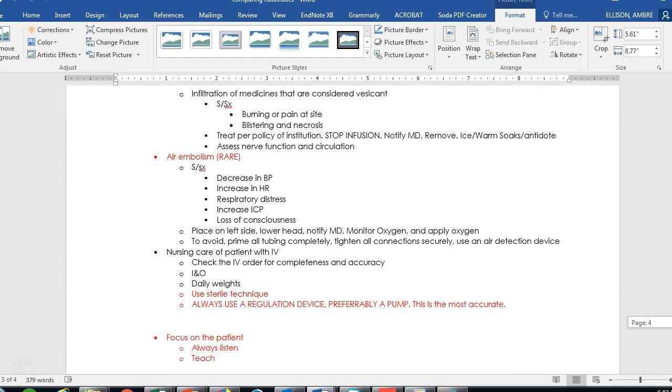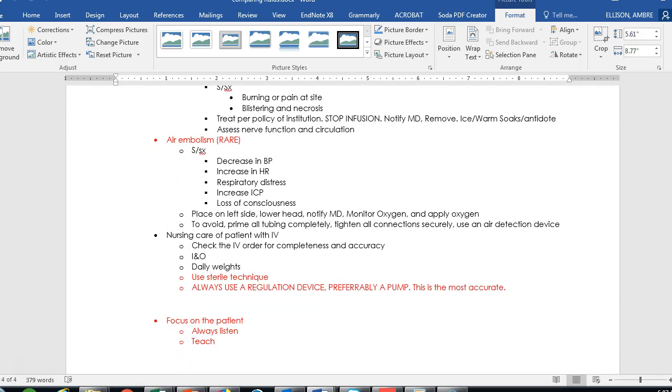Then there is air embolism, which is very, very rare these days. I have never seen one, knock on some wood. So what you do if you have somebody that has an air embolus is you're going to place them on the left side and lower their head and tell the doctor. The signs and symptoms are blood pressure decrease, heart rate increase, respiratory distress, ICP increase, and loss of consciousness. So to avoid this, you want to prime all your tubing, tighten your connections, and use an air detection device.